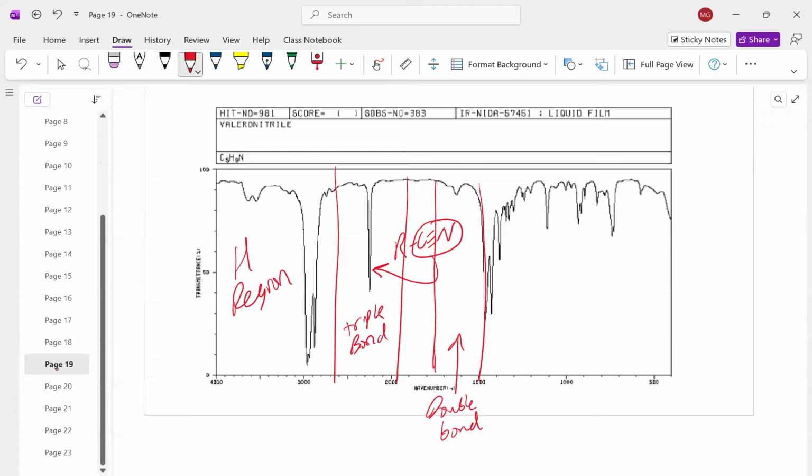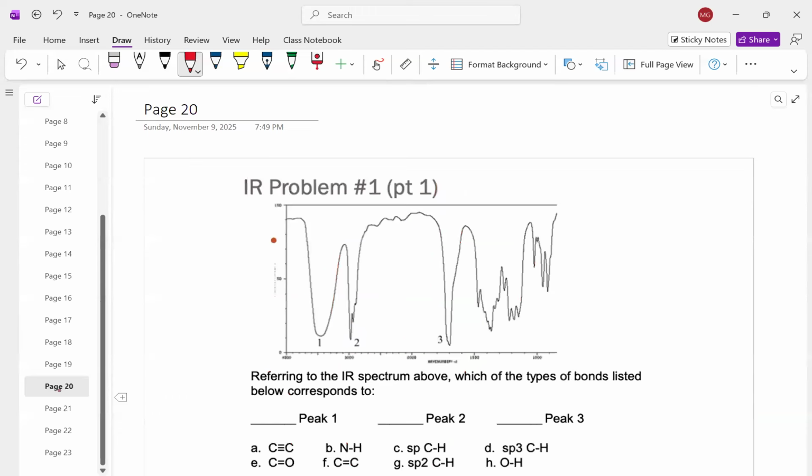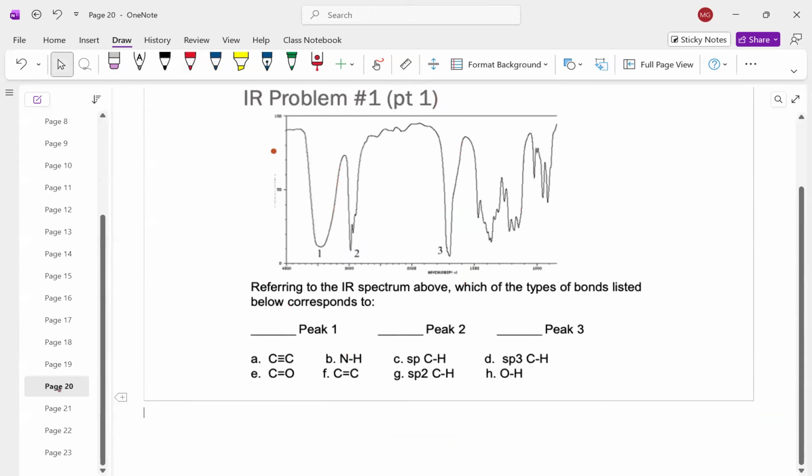All right, so what I encourage you to do is pause the video, because I'm going to go through some examples now. Pause the video, go back, study, memorize your absorptions for the common functional groups, and then come back and let's try to do these problems. Okay, so let's take a look at this first one. According to this IR, which of the types of bonds listed do these numbers correspond to?